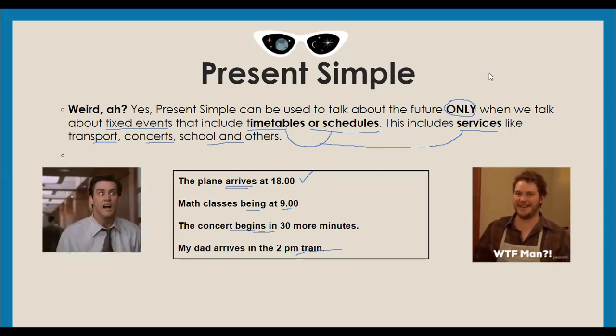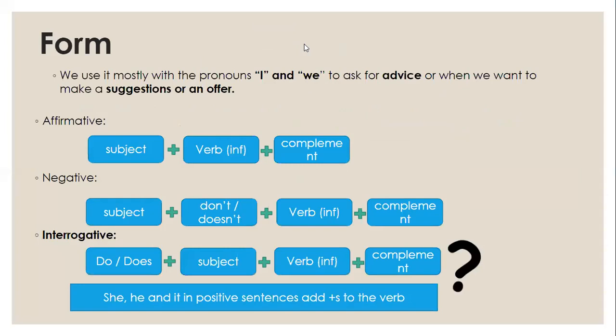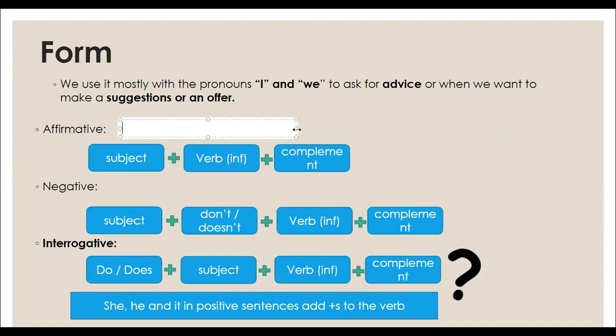The structure is super simple, but it has a little catch. We say, for example, the classes begin at 17. Here we have the subject, the classes, then the verb in infinitive, and 17, or 5 p.m. And let's say that is in the morning. When do the classes start here? They start at 5. So not now, but in the future.